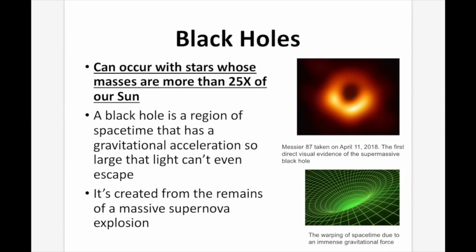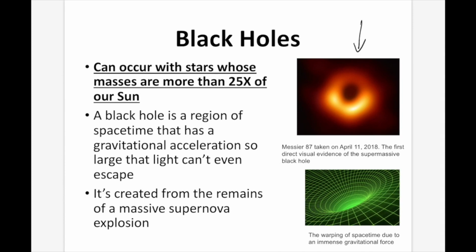Black holes. Now, black holes can be formed from stars whose masses are more than 25 times the mass of our sun. A black hole is a region of space-time that has a gravitational acceleration so large that light can't even escape, and it's created from the remains of a massive supernova explosion. Now you can see here, this is the first picture we've ever been able to take of an actual black hole.